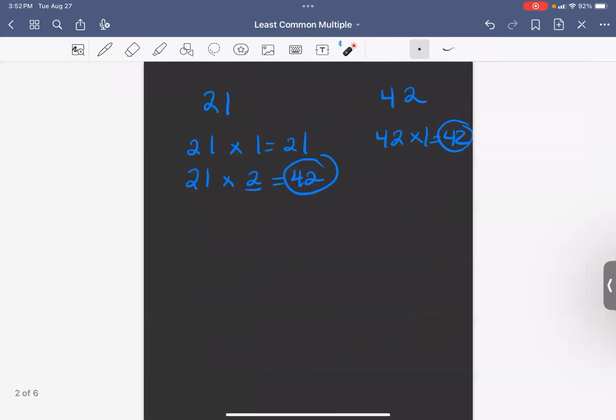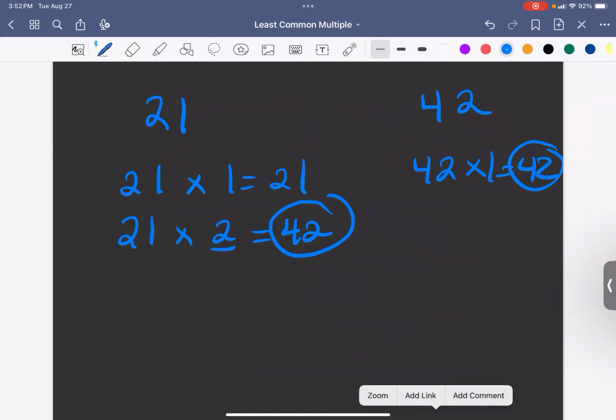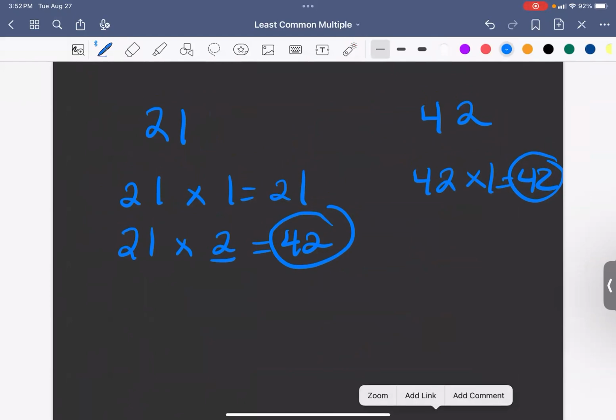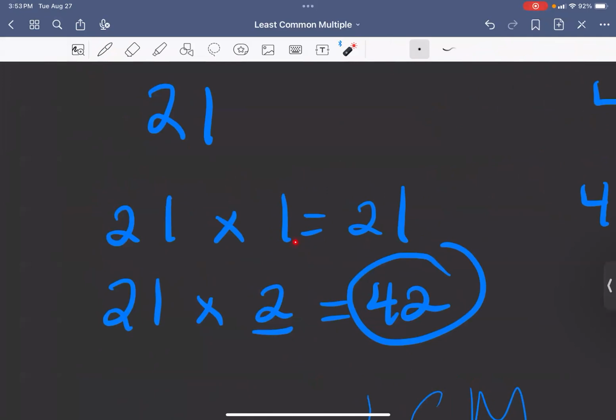Now let's say we want to find a common multiple. We call this the least common multiple, or LCM. So let's say we want to find the least common multiple between 21 and 42. So the first multiple of 21 is 21. 21 times 1 is 21. The second multiple of 21 is 42, because 21 times 2 is 42.